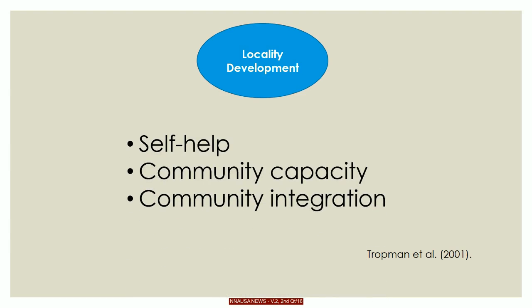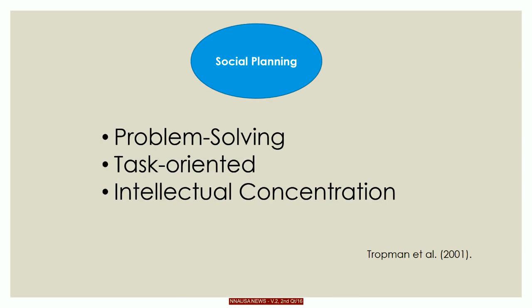Okay. So this is just a repetition of what I have already said. The locality development approach looks at self-help, community capacity building, and community integration. Now you come to the social planning aspect: it is problem solving, task-oriented, with intellectual concentration. I know some of you will be interested in this because it involves a lot of intellectualizing and planning. It's logical and methodical.